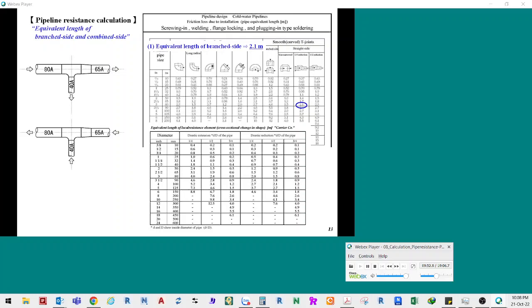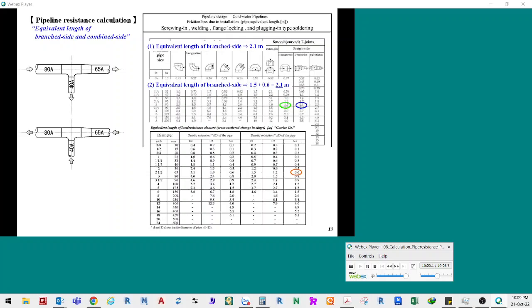On the branched side, the pipe size is 80A. There is no difference in size. The equivalent length of the straight side is 1.5 meters. The reduction ratio is 3/4. The equivalent length of the branched side is 0.6 meters. As a result, the total equivalent length of the T-joint is 2.1 meters.